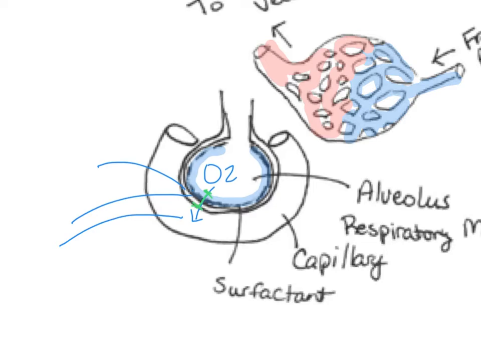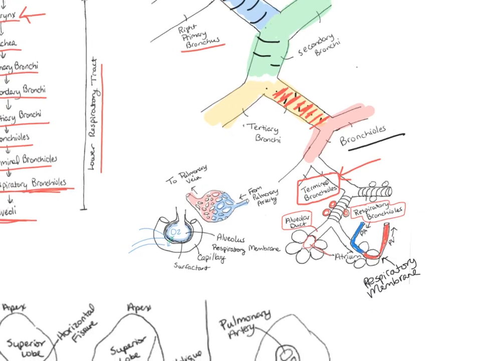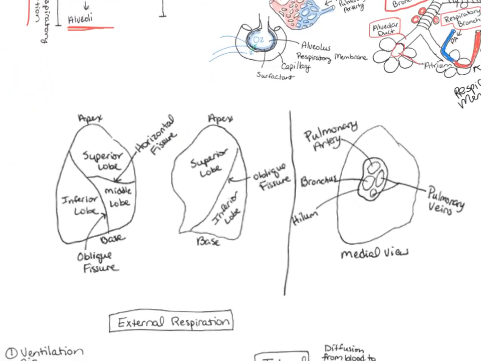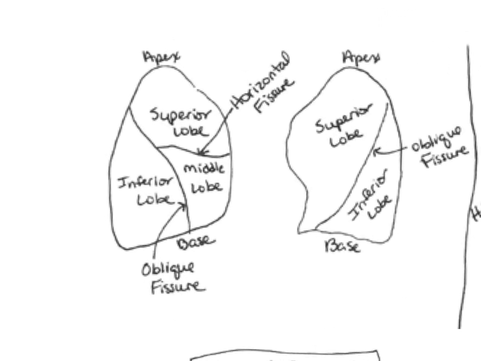Okay. All right, let's see what else we have here. The lungs, right? So here we have the two lungs. On this side we have the left lung, and on this side we have the right lung.